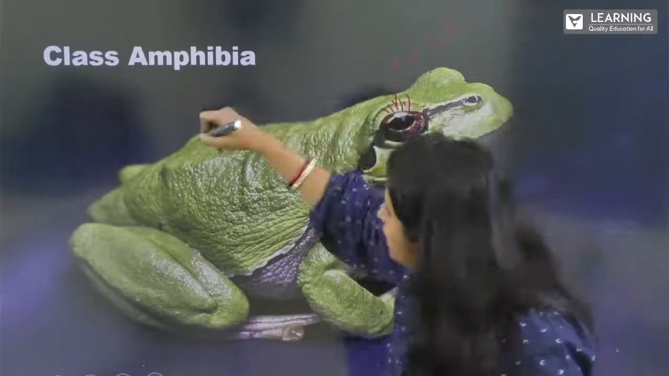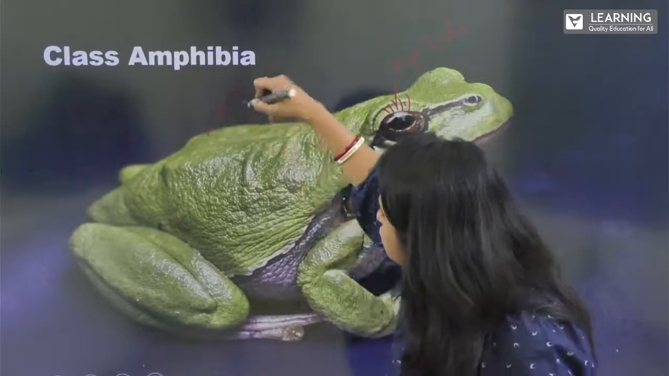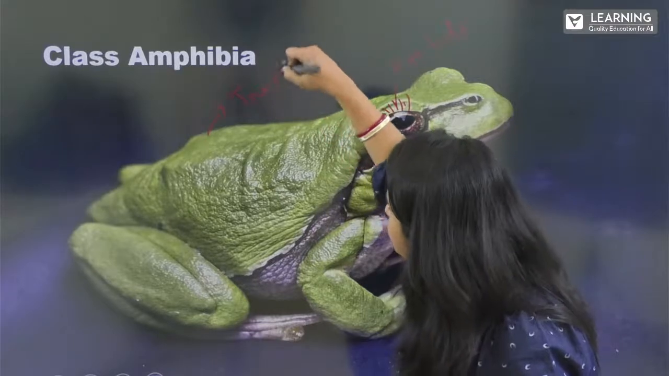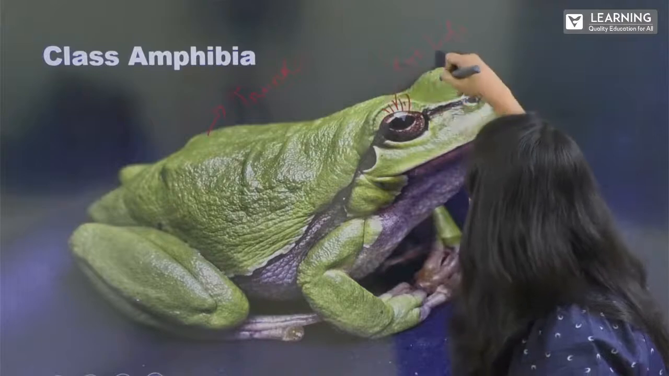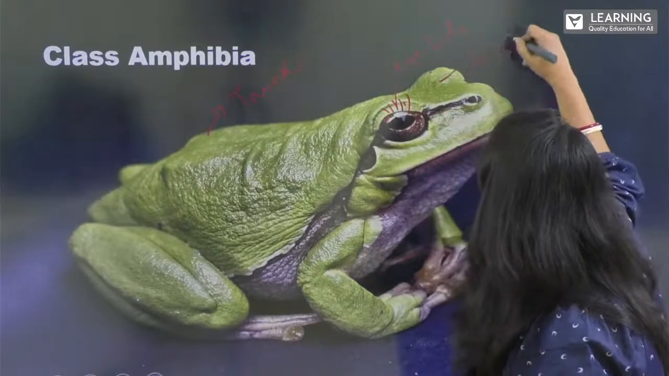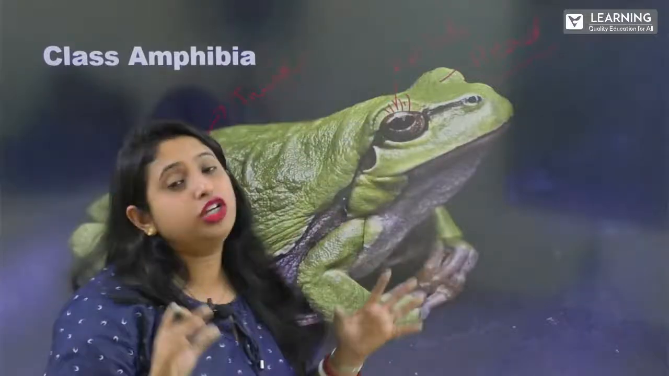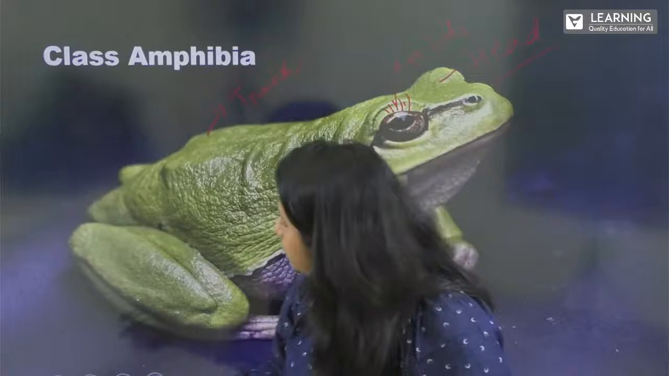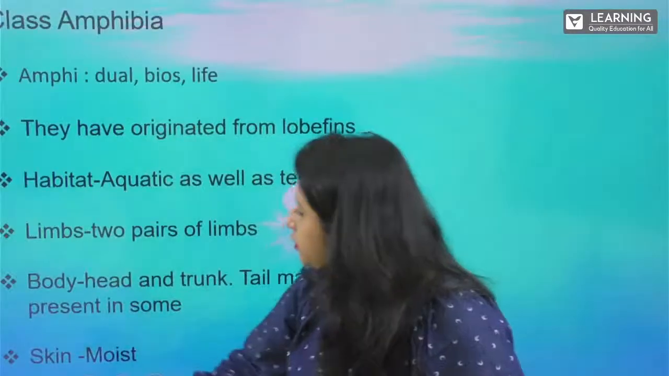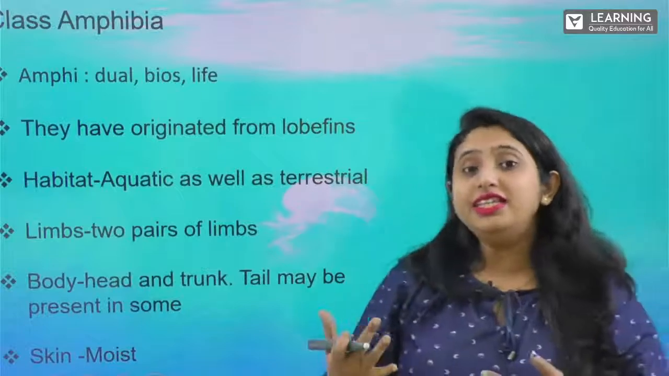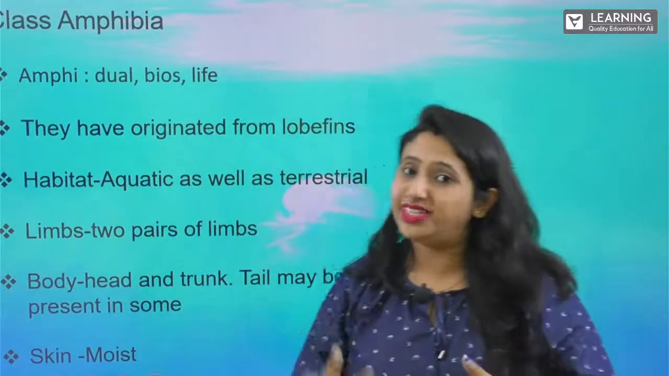So here, this portion is known as the trunk. This is the trunk, and this is the head of the frog. Okay. So the frog body is divided into head and trunk. So yes. Yeah. Next, let us learn the general features of these amphibians.